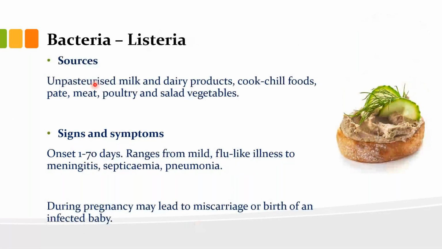Listeria. Sources: unpasteurized milk and dairy products, cooked shellfish, baked meat, poultry, and salad vegetables. Signs from 1 to 70 days, ranging from mild flu-like illness to meningitis, septicemia, and pneumonia. During pregnancy it may lead to miscarriage or birth of an infected baby, so it is transplacental.